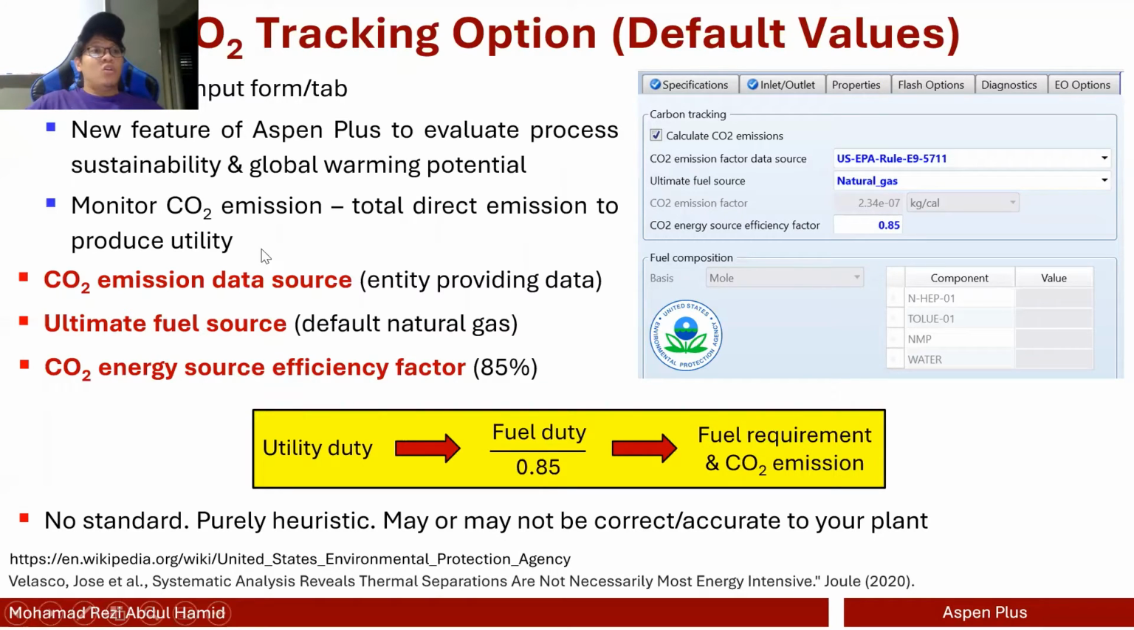Now, when I say monitor CO2 emission in Aspen Plus, it means the emission associated with running your plant only. Anything outside of your plant, such as the carbon dioxide emission due to transporting your raw materials, or transporting maybe electricity, for example, is not part of the CO2 emission in Aspen Plus. They only monitor the direct total emission to produce utility, that's number 1, as well as from the process stream itself.